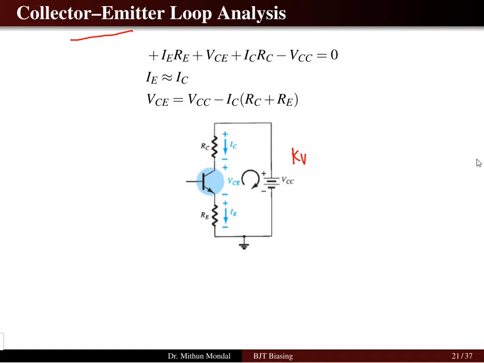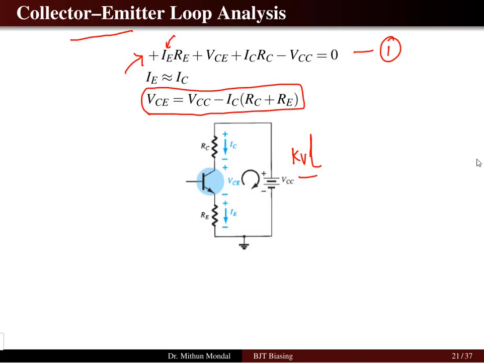apply the KVL equation in the collector-emitter loop. So we will get the potential drops in the different parts of the network. We also know that the emitter current is approximately equal to the collector current. So we can substitute the emitter current in the first equation and get the voltage of the collector-to-emitter region.